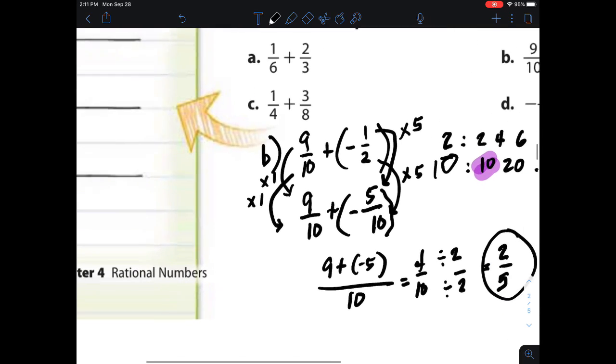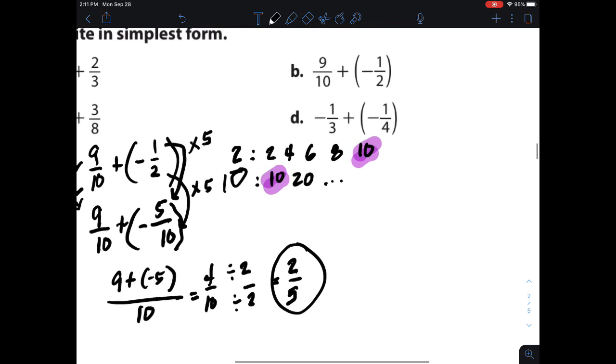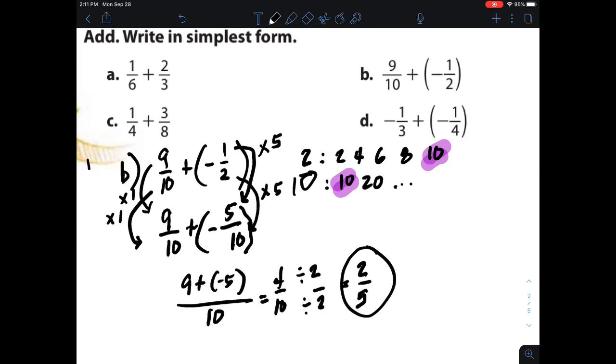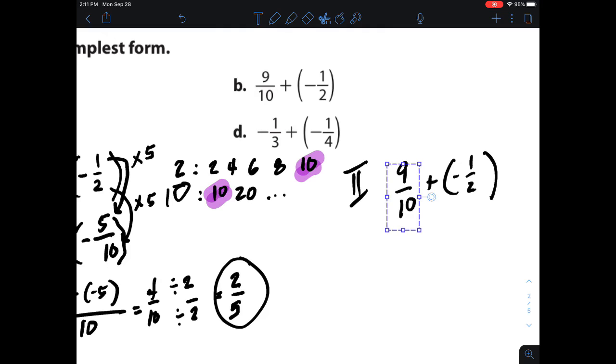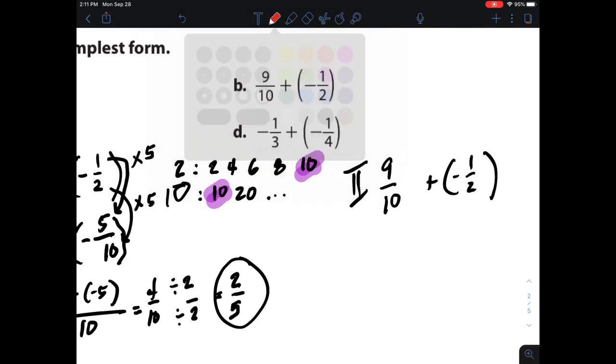Let's try the other method. Okay? So again, this is method number 1. Let's look at method number 2 and see which one you think is easier for you to use. So I have 9/10 and I'm going to add negative 1/2. Again, for us to be able to add these two, what did I say? We are going to use the opposite denominator. So in this case, I'm going to multiply this by 2 over 2, the opposite denominator. And I'm going to multiply this by 10 over 10.